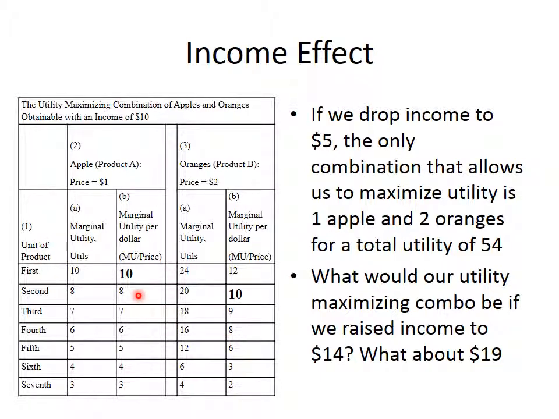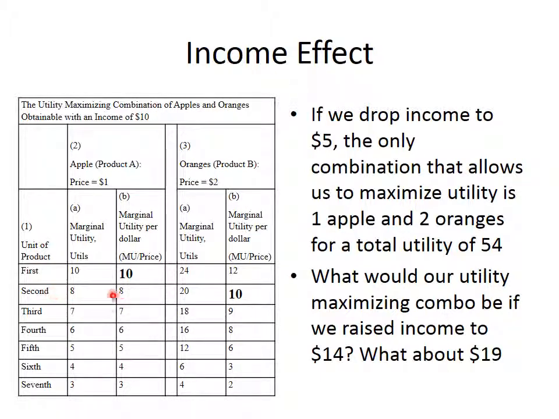What would our utility maximizing combination be if we raised income to $14? Well, we look for other points on the line where the marginal utility per dollar of one equals the marginal utility per dollar of the other. We have this combination right here, which was the combination we started out with. How much does this combination cost me? This is what you're looking for: marginal utility per dollar equals marginal utility per dollar, 8 and 8.